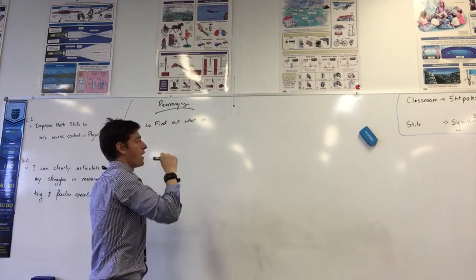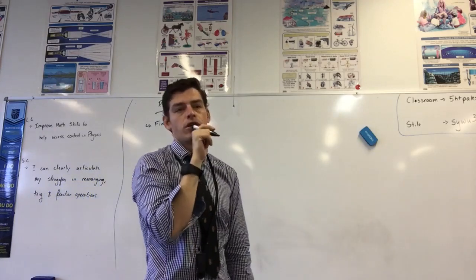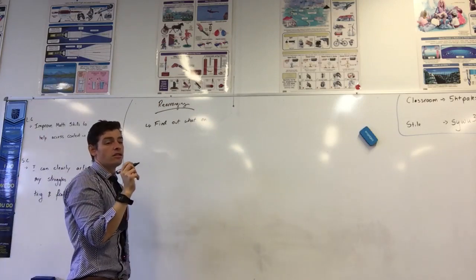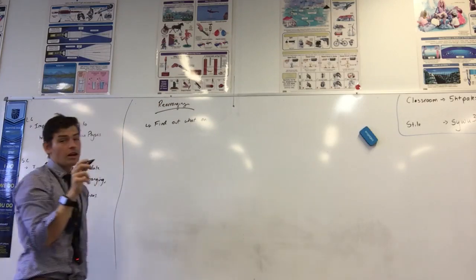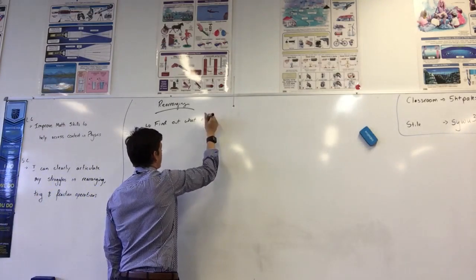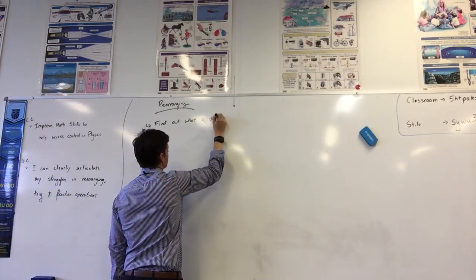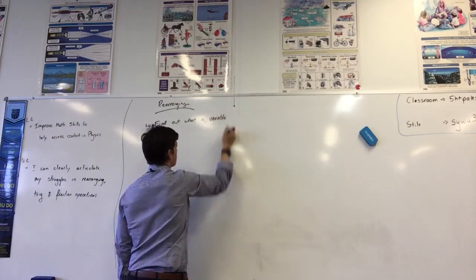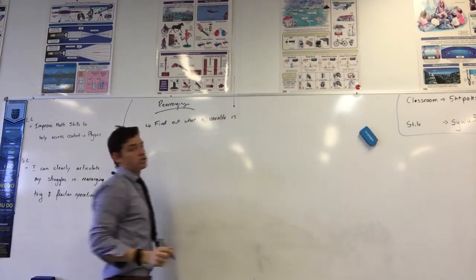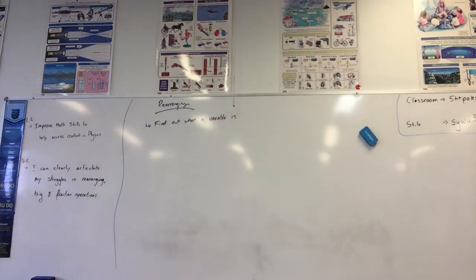What's the word I'm looking for here? Starts with V or U? Value. Yeah, I want to know what a value is, but it's variable. So I want to find out what a variable is. A variable is something that can change, and it might be unknown to us at the start.